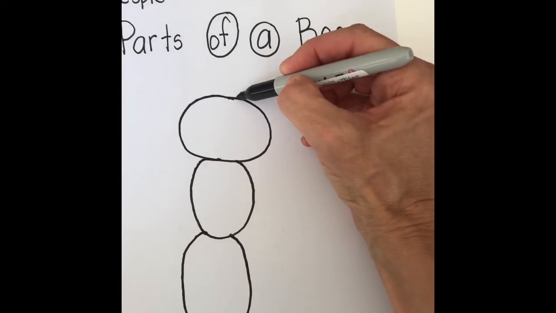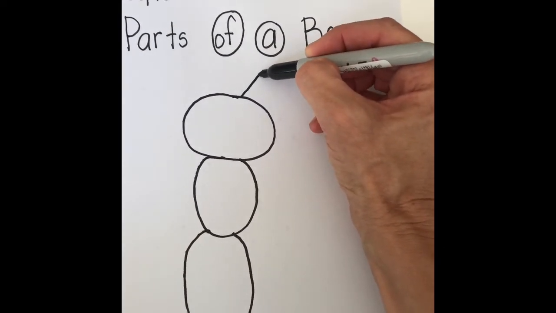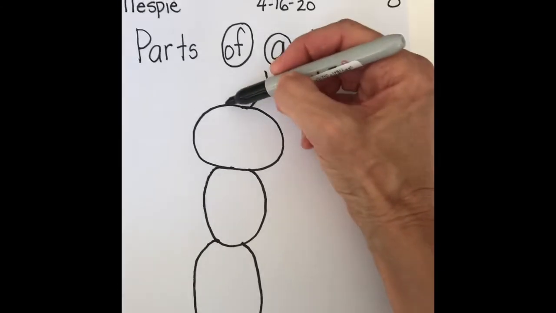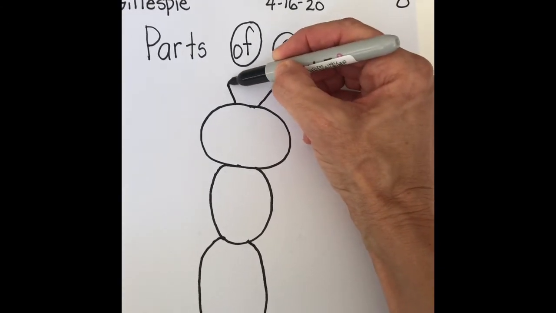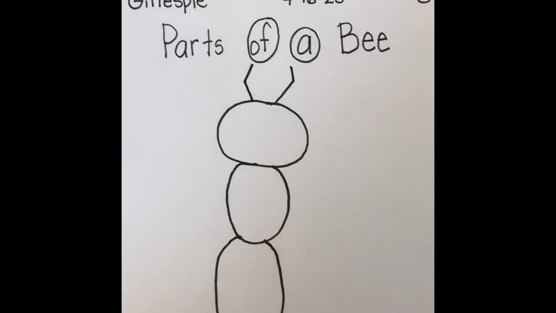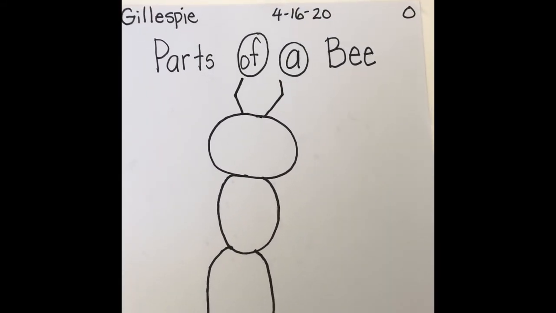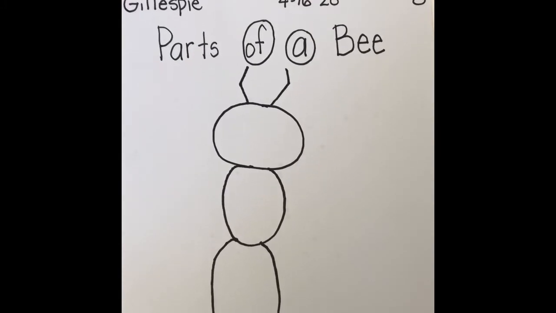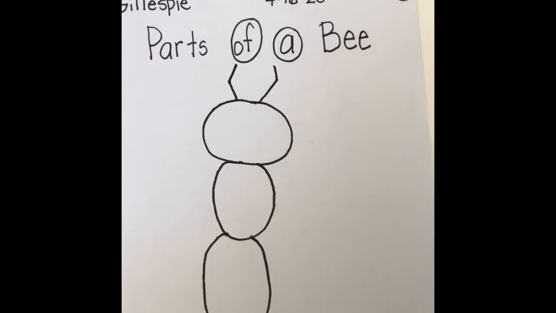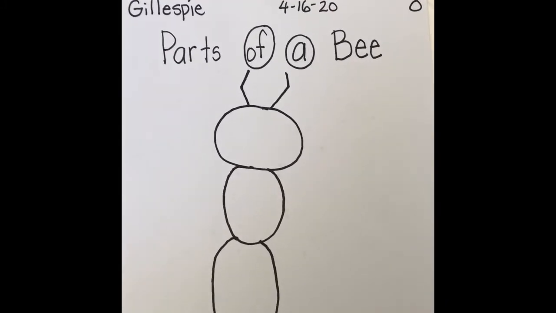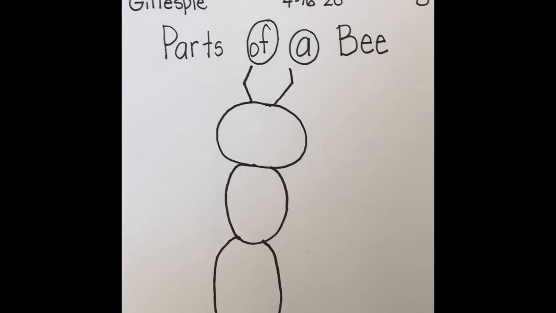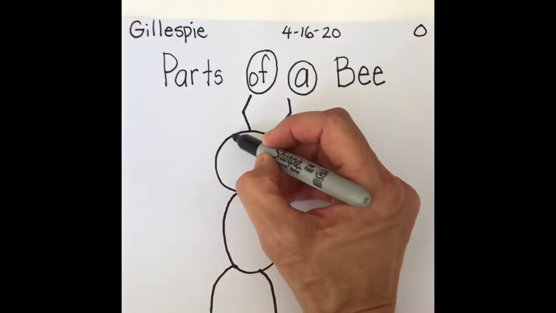At the top, we're going to do a little diagonal line out and then up, and then on the left side, out, and then bend it up. And then a bee has 5 eyes. Isn't that amazing? 5. So 2 of them are big compound eyes.